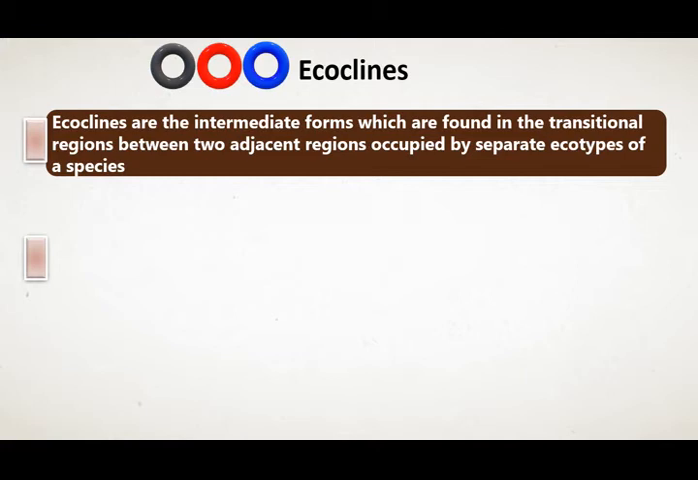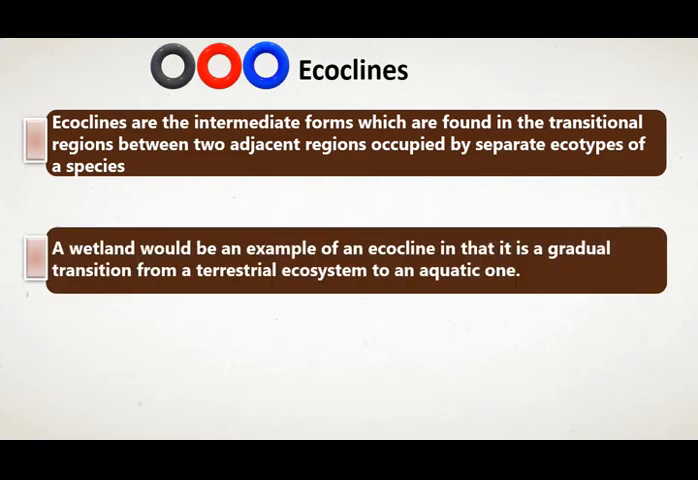The ecocline usually describes the ecotone in which a series of communities display a continuous gradient. It is the gradual or continuous change of an ecosystem or community. A wetland would be a good example of an ecocline, in that it is a gradual transition from a terrestrial ecosystem to an aquatic one.